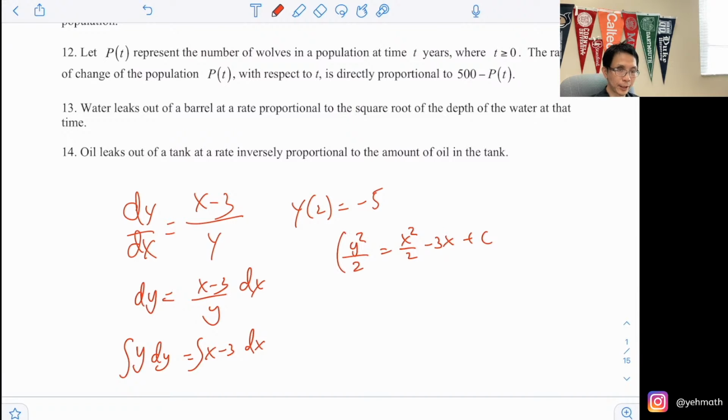Multiply by 2. Now be careful when you multiply by 2. Here you have to be careful, because y squared equals x squared minus 6x when I multiply everything by 2. What happened to the c? It just stays as c. It doesn't become 2c. Square root both sides. You're going to get plus or minus the square root of x squared minus 6x plus c.